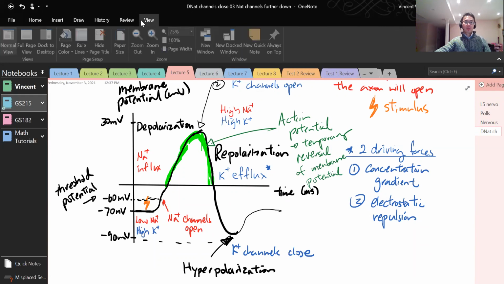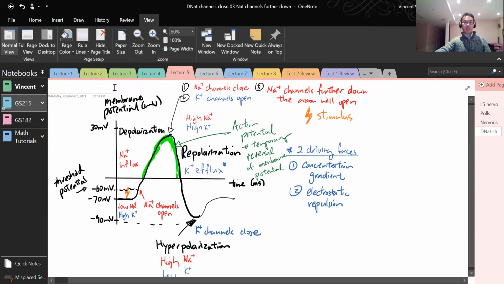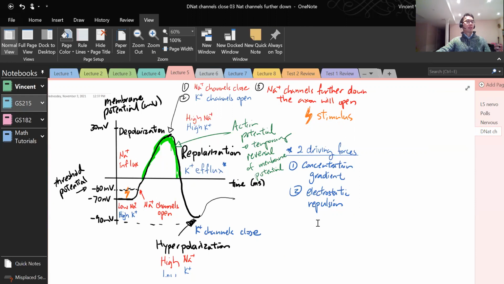Okay, so when you're studying for this, you should start with a blank piece of paper, and then draw your own graph and fill in the information as much as you can. That way it will help you remember what happens where. Are we okay? Any questions?